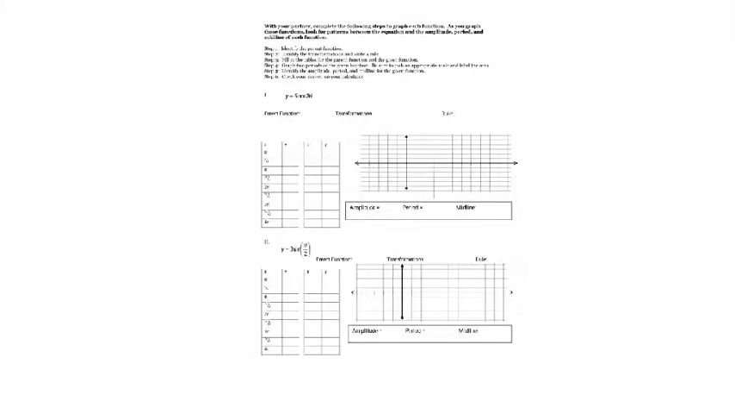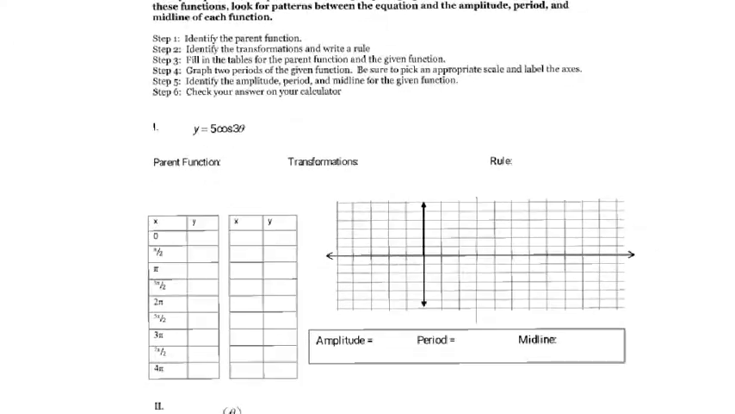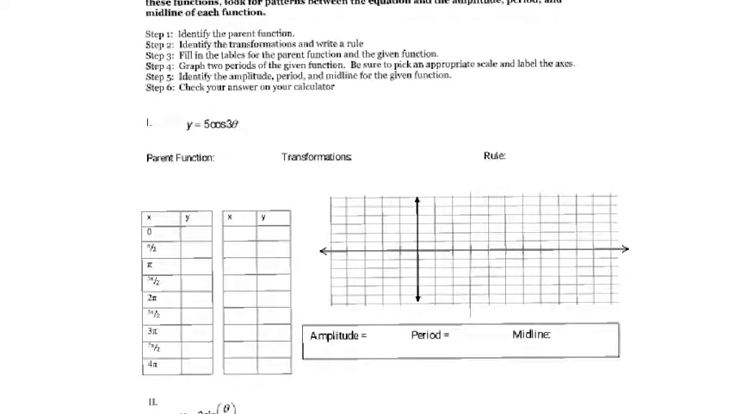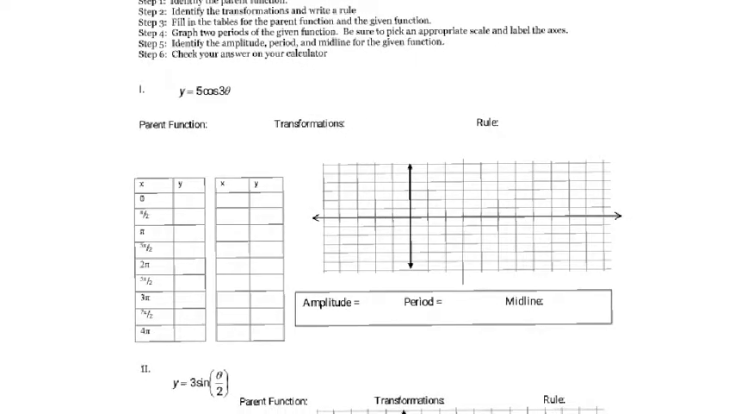Example 1, I'm going to have you do all these things that are listed on here. You're going to identify the parent function, write the rule, fill in the tables, graph 2 periods of the function, label the axis, that's a big deal, identify amplitude, period, and midline, and then check your answer using Desmos if you'd like to. So the parent function for this one is going to be y equals cosine of theta.